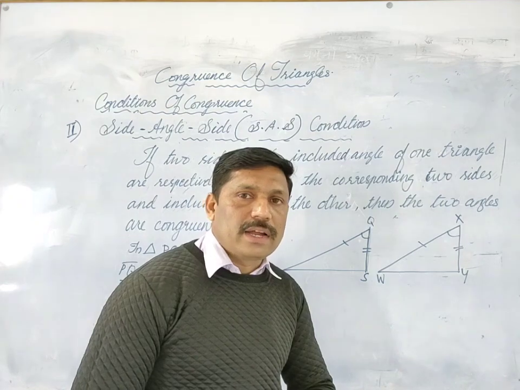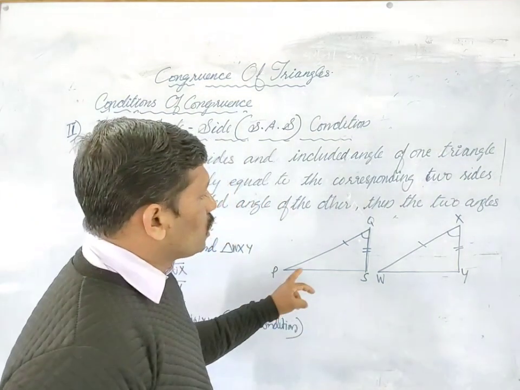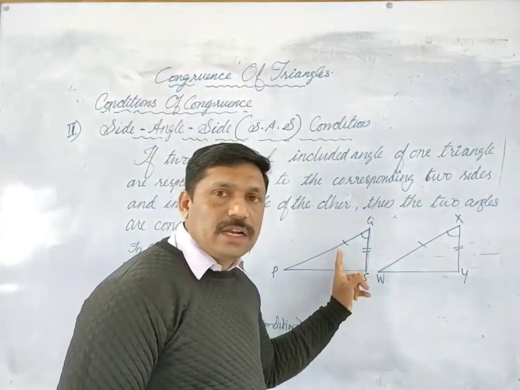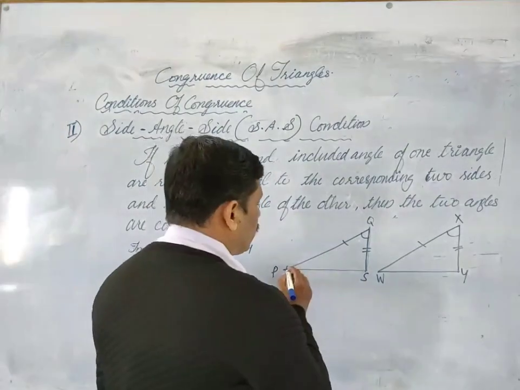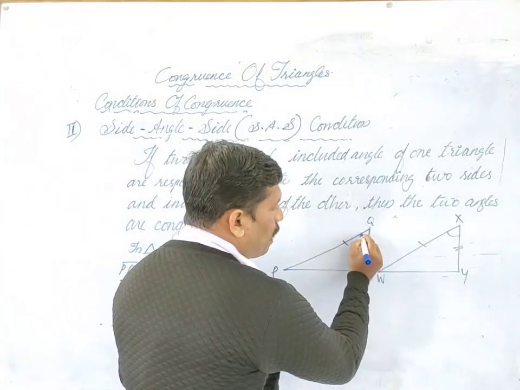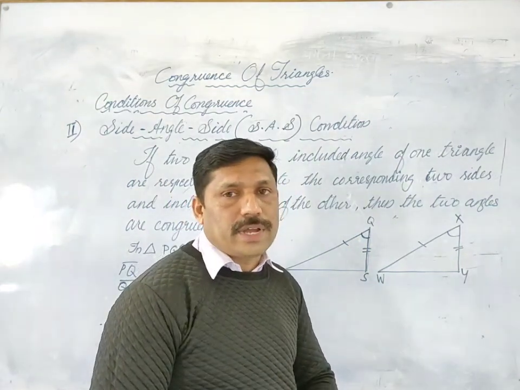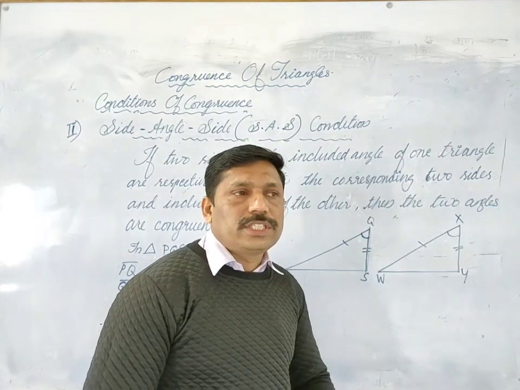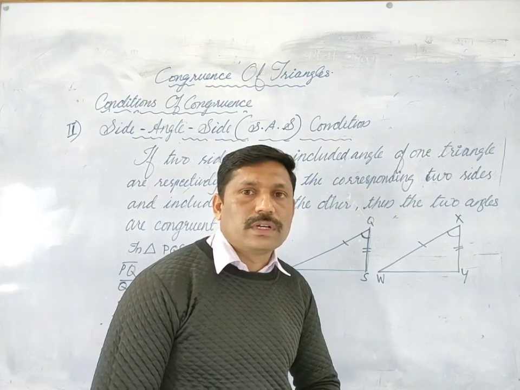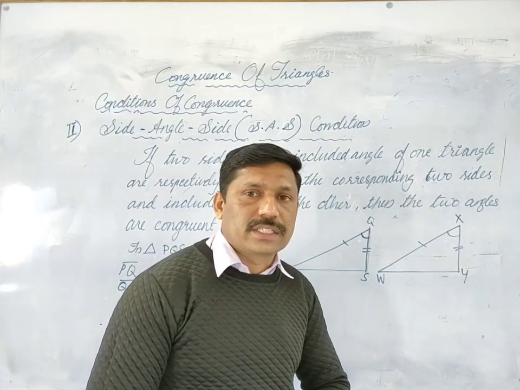What do you mean by included angle? Which angle is included by the corresponding equal sides? That means these two sides are included by this angle. Therefore, this angle is called the included angle of that triangle. So this is the second condition of congruency of triangles, that is SAS condition.